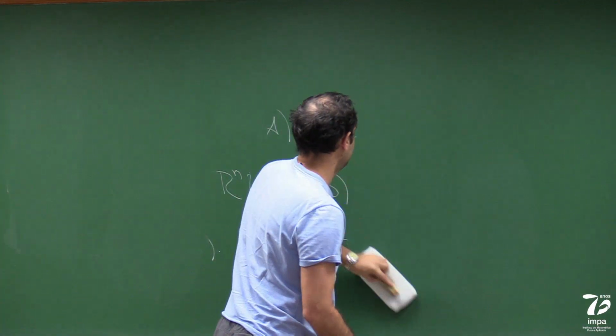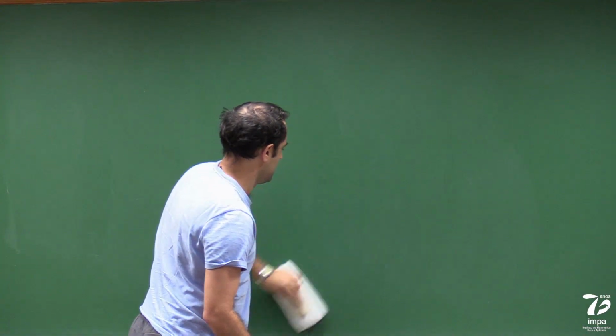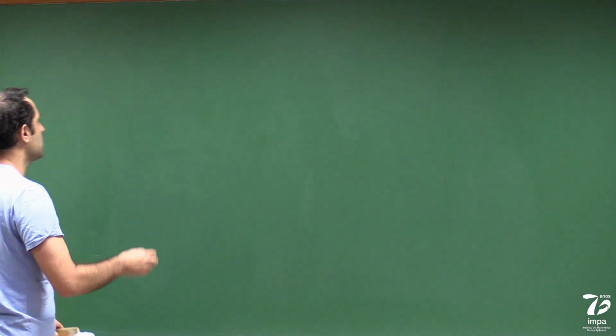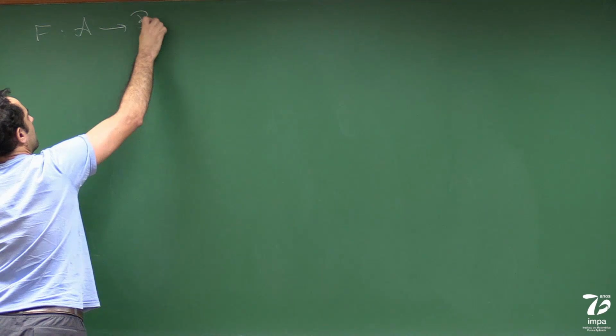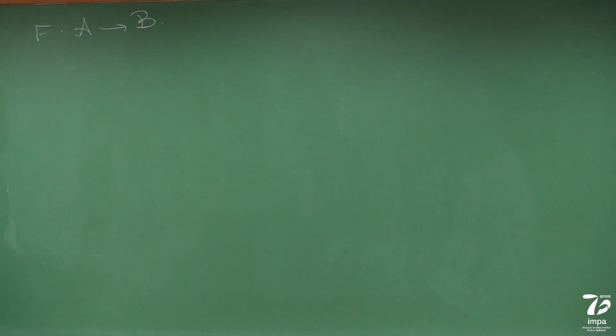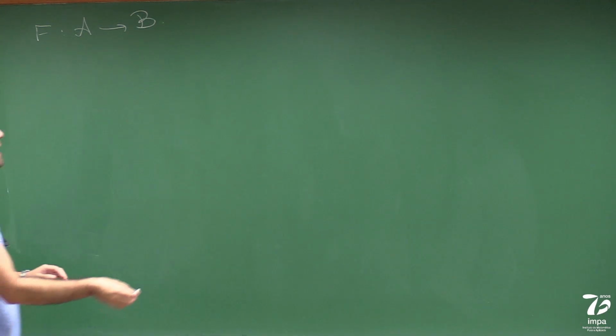Let me specialize to the situation where F actually comes from a left exact functor between the abelian categories.